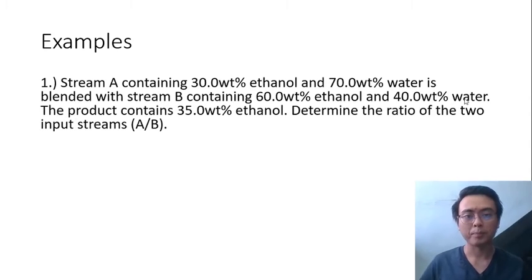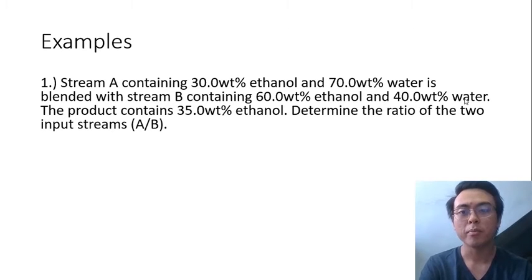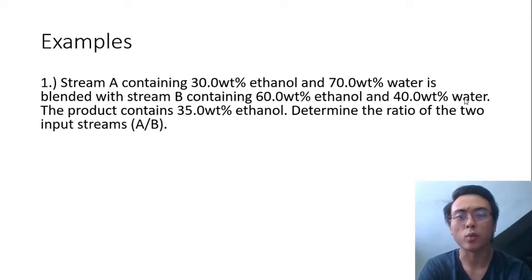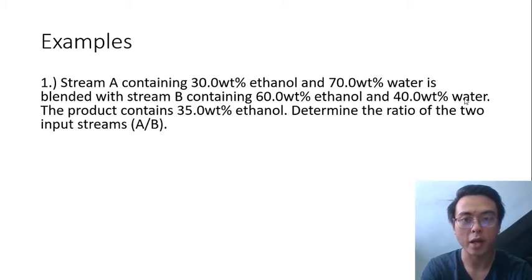Example number 1. A stream A containing 30 weight percent ethanol and 70 weight percent water is blended with stream B containing 60 weight percent ethanol and 40 weight percent water. The product contains 35 weight percent ethanol. Determine the ratio of the two input streams A over B.